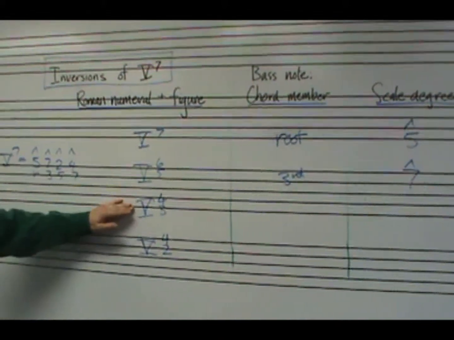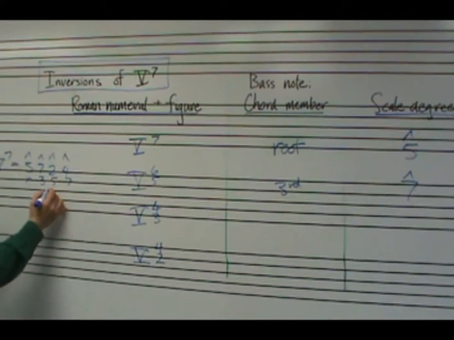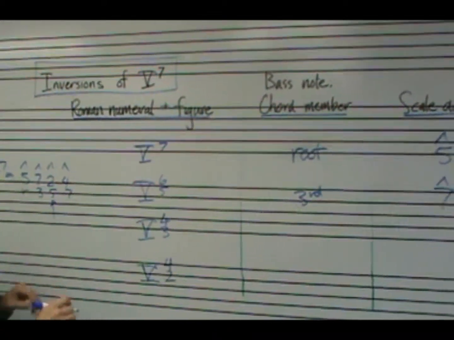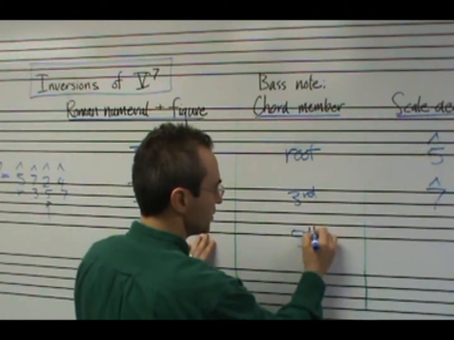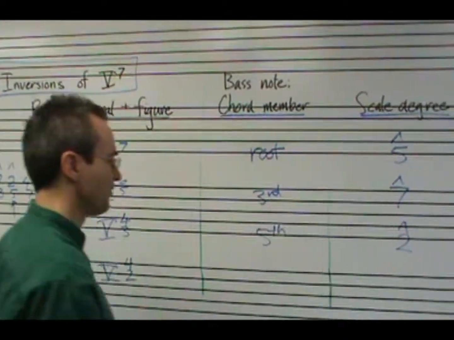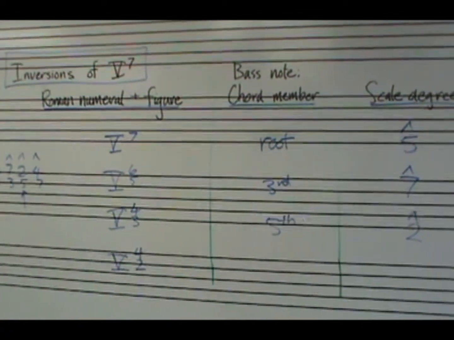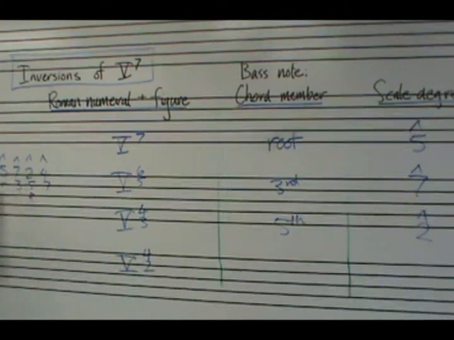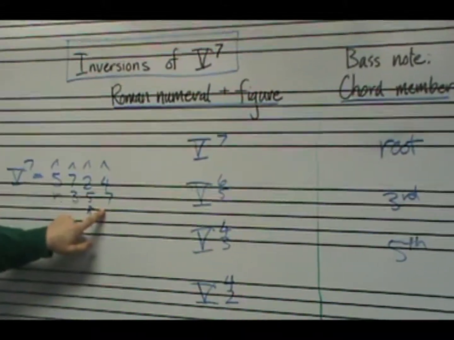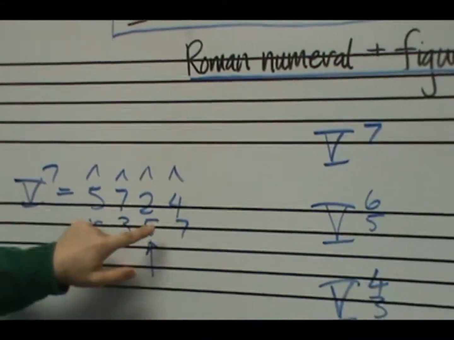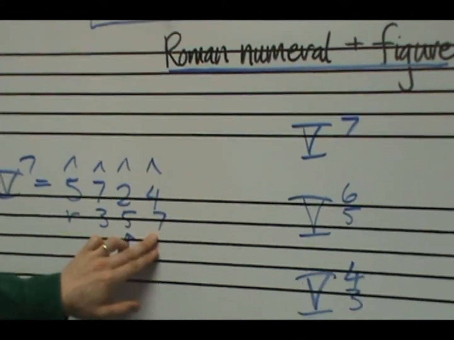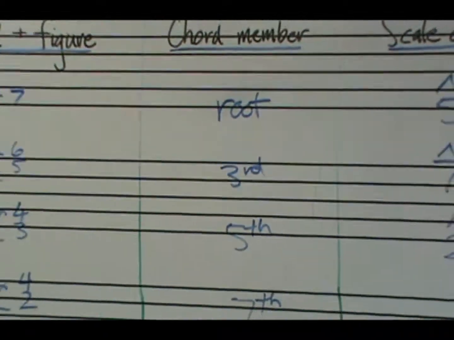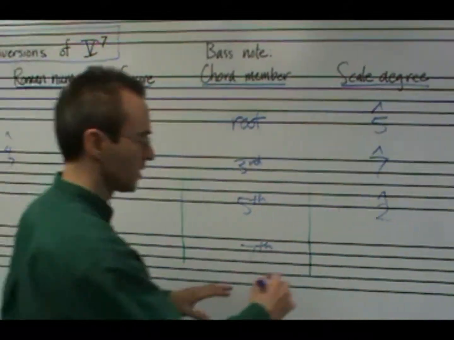Let's move on to V4/3. We tend to think of that as having the chordal 5th in the bass, but let's also now think of that as scale degree 2, a bass note of scale degree 2. V4/2, okay, so here's our content. Third inversion, we're dealing with the chordal 7th in the bass, and the chordal 7th in a V7 chord is scale degree 4.